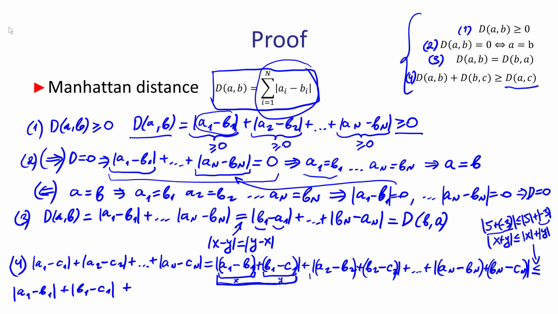Plus, now we move into the second one. Absolute value of a2 minus b2 plus absolute value of b2 minus c2. And so on until we get to the last one, and then we write |an minus bn| plus |bn minus cn|.